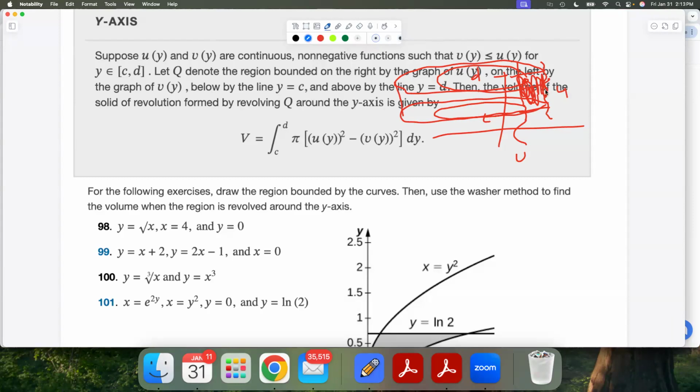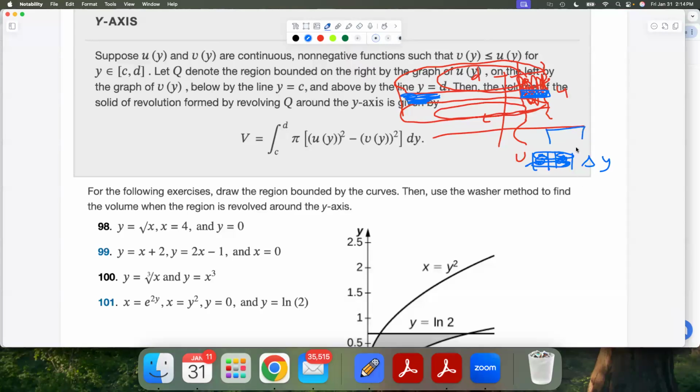Our washers are going to sit like this. So imagine this little blue rectangle rotated around. The other chunk of that blue rectangle would be over here. So now it's coming out at your eyeballs. It goes back in. You get some washer that looks like this, where the inside is cut out. That's going to have some thickness, delta y. So we're going to be integrating with respect to y.